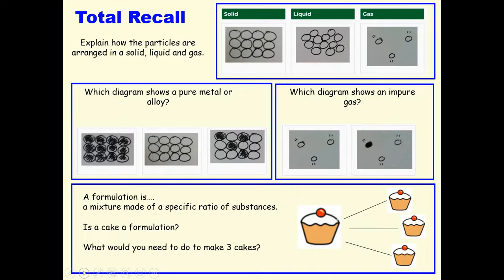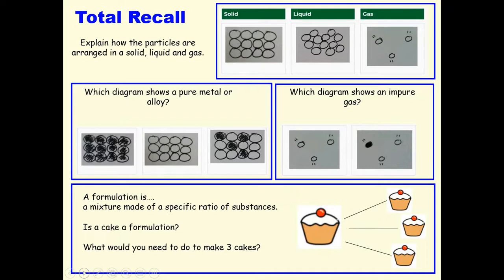Which diagram shows a pure metal? Well, the 2 particle diagrams that are just made up of the black shaded particles and the white particles are pure metals. They only have one type of particle. Where the 3rd diagram is a mixture of particles. It has the black particles and it has the white particles. This is an alloy. Well done if you got that right.